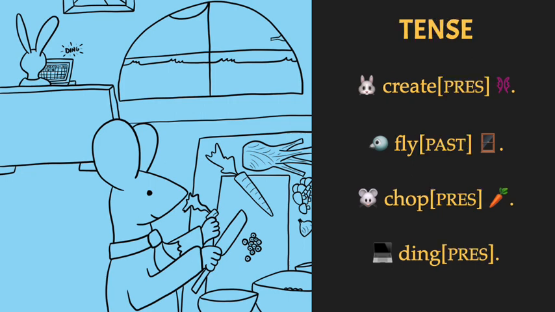And so by tense, the creating of the glyphs, still present tense, but the bird flying past the window, now that's past tense because it's done. So it has happened in the past. The recent past, mind you, but it is the past. It is before the now on the timeline. J-Mouse is chopping vegetables in the present because that's happening right now in the moment. And the ding is also present tense because that happens right now.